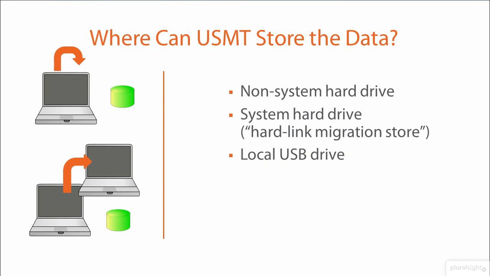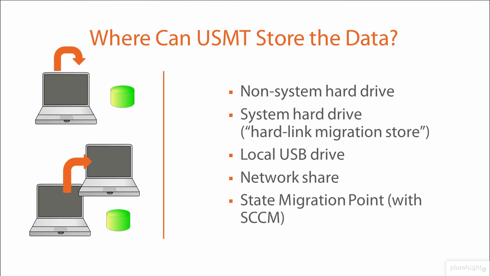A local USB drive would also work. A network share might be better because it can't get put into the washing machine by accident. Actually, I think it's the dryer that really does in those USB sticks. And if I'm using a deployment tool such as SCCM, there will be a machine designated to store user state information, such as a so-called state migration point. And in the case of the MDT, the deployment share can actually be used for this purpose as well.